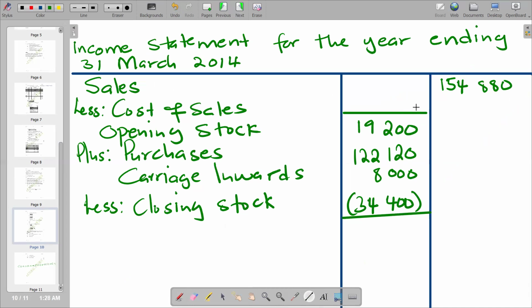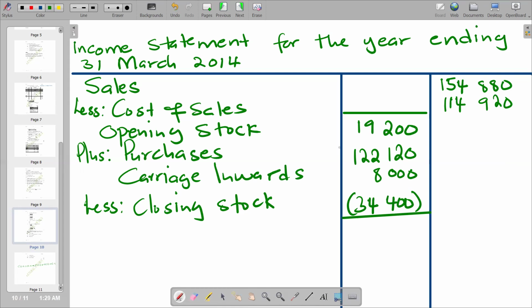So after closing, now we calculate what is in the box, whereby we are saying 90,200 plus 122,120 plus 8,000 minus 34,400. And then the net figure that we are supposed to get will come here as our cost of sales, which is supposed to be 140,920. So we can as well try to confirm that.